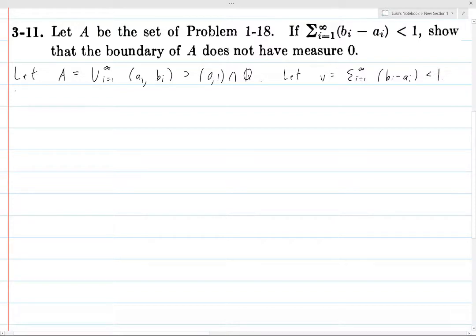So problem 1-18, if you look back at it, says that the boundary of A is the closed interval from 0 to 1, but you remove all the elements in A. And so that's useful because we want to know something about the boundary of A. All right, so the boundary of A is equal to this.